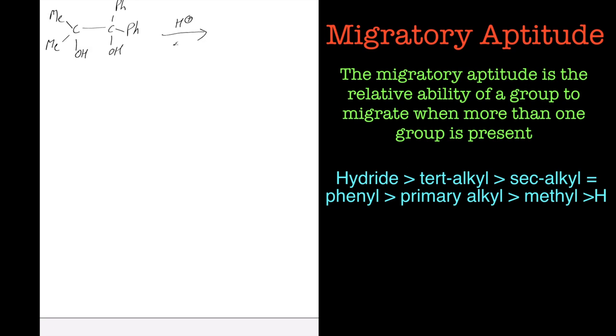Okay, so let's have a look at another example. This time we've got a diphenyl group on one side and a dimethyl group on the other. So let's see what happens if we just move the electrons on this side here, pick up a proton, like we did before. We create a good leaving group, water. So what happens now? We've got this, and we lose water to make a carbonium ion.